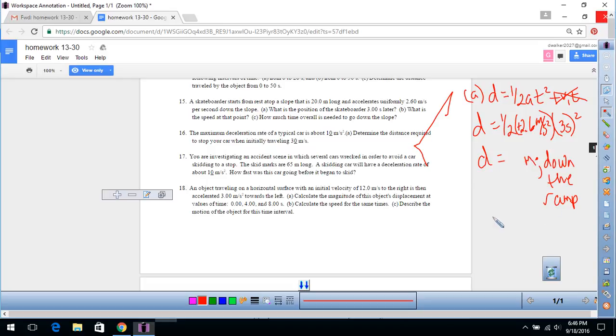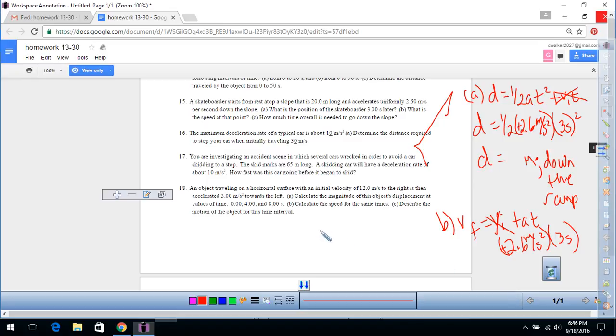Then it wants to know what is the speed of the skateboarder at that point. So VF equals VI plus AT. Starts from rest. A is 2.6, and it's positive because we said that was down the ramp, and down the ramp was positive for us, and it lasts for 3 seconds. So you can find the final speed at the 3 seconds.